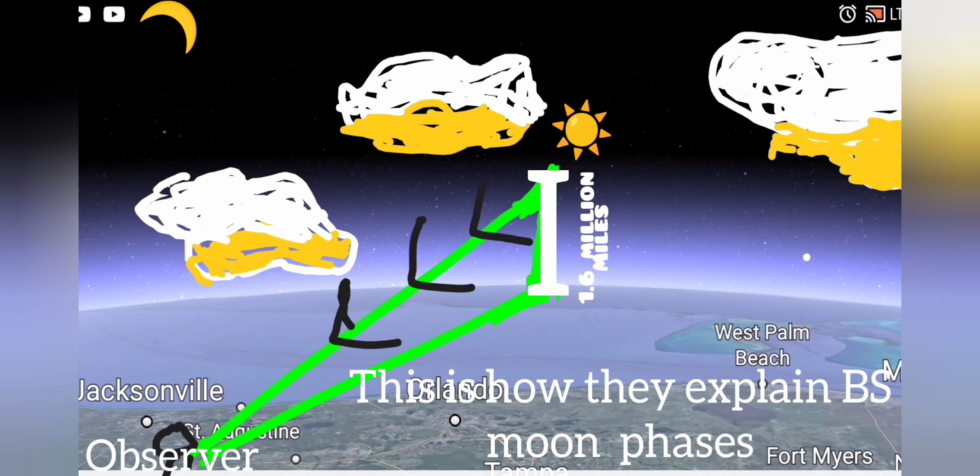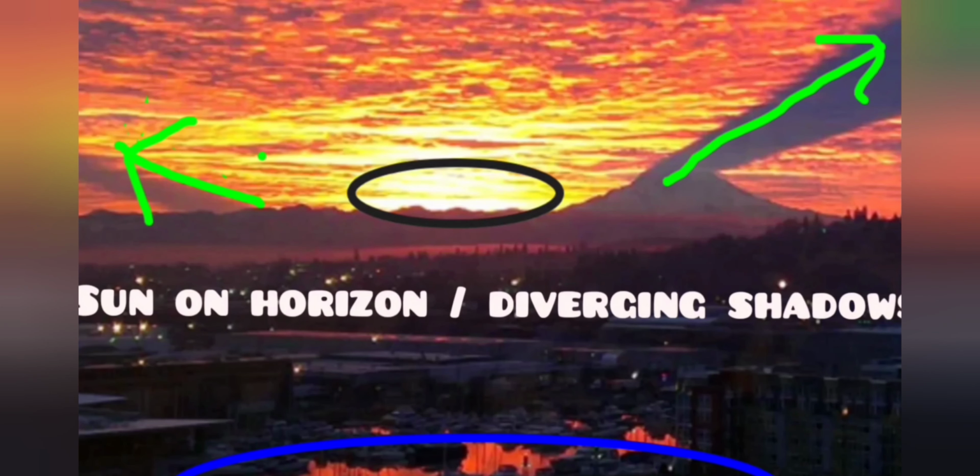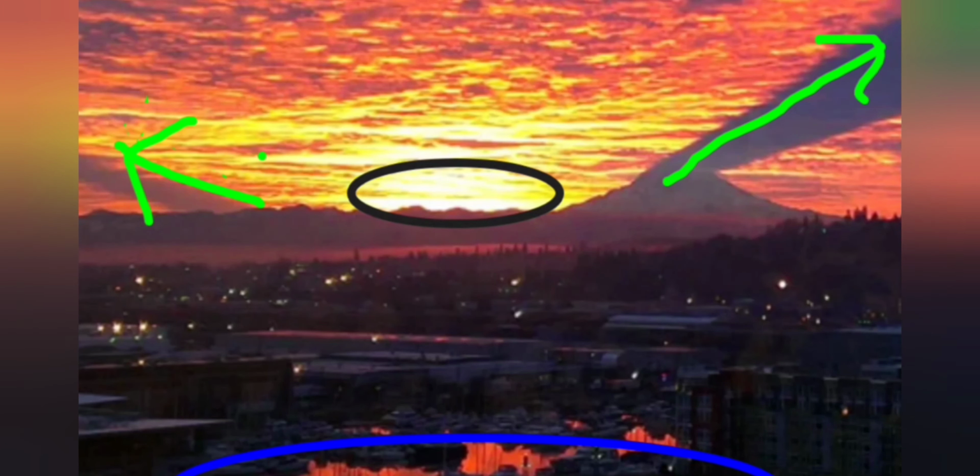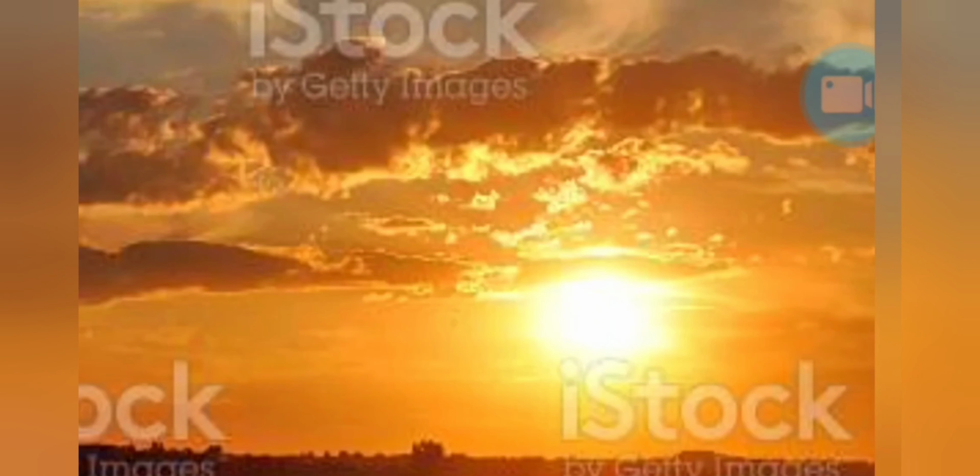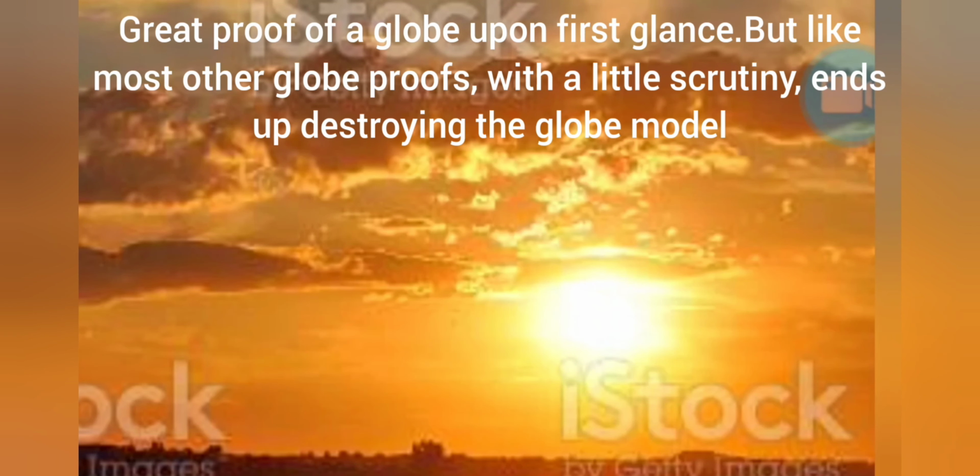So let's apply that principle to other globe proofs. I got to thinking about it, and so look at this photo. The sun's sitting on the horizon, but look at the diverging shadows. That proves the local sun right there on its face. But how can you have a sun sitting on the horizon, looking well above the horizon, that's supposed to be 1,600,000 miles above your feet, shine up on the bottom of clouds and cast shadows of mountains up on clouds.